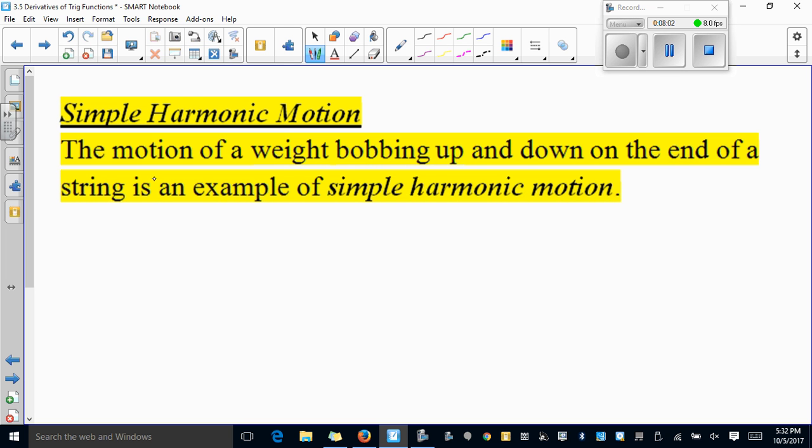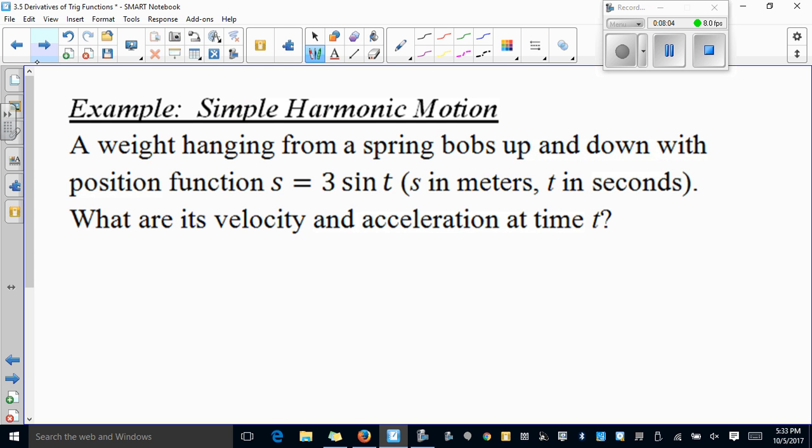A weight hanging from a spring bobs up and down with position function s equals 3 sine of t. s is in meters, t is in seconds. So we have to make sure we identify our units. What are the velocity and acceleration at time t? So if s of t equals 3 sine of t, then v of t will be 3 times the derivative of sine, which is cosine of t.